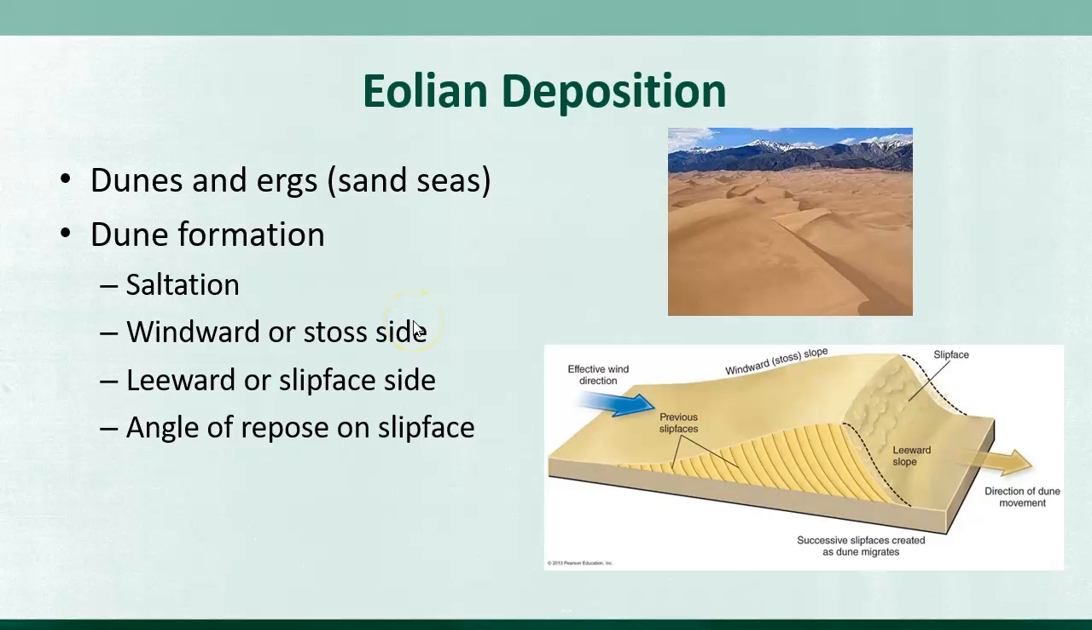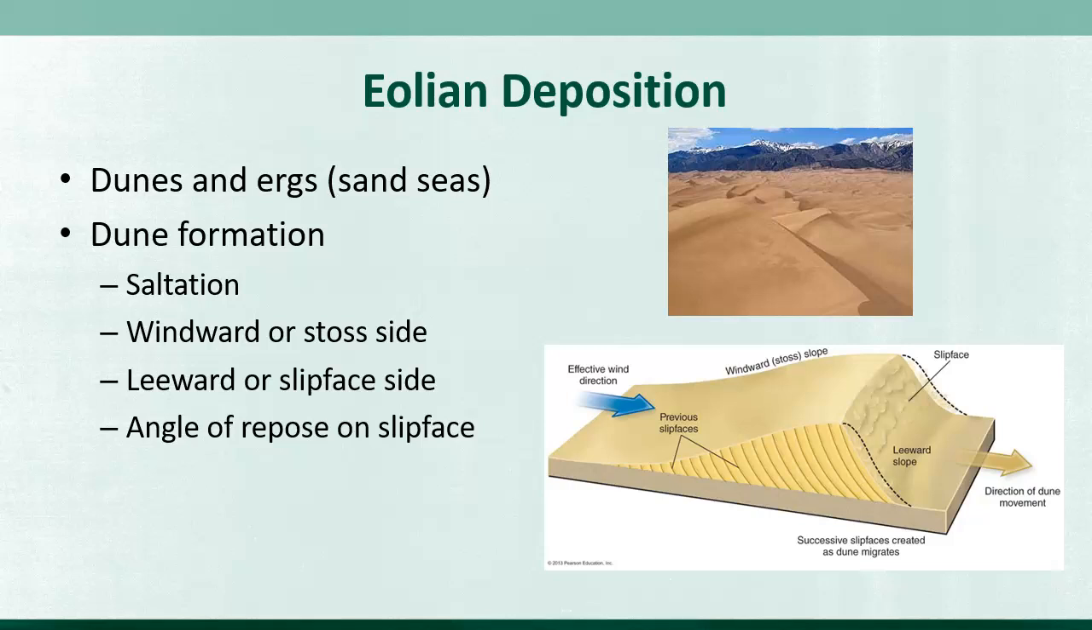Now, once these light materials are picked up by the wind, they're deposited someplace. And the biggest kind of deposition that we have of the wind is sand deposition, and it produces sand dunes or ergs, which are large collections of sand dunes or sand sea areas.